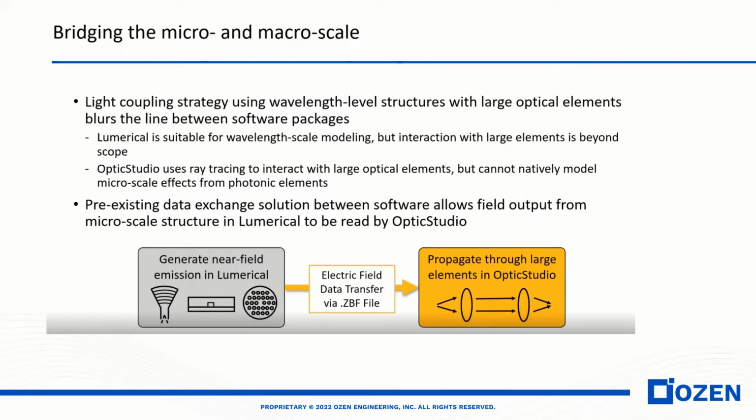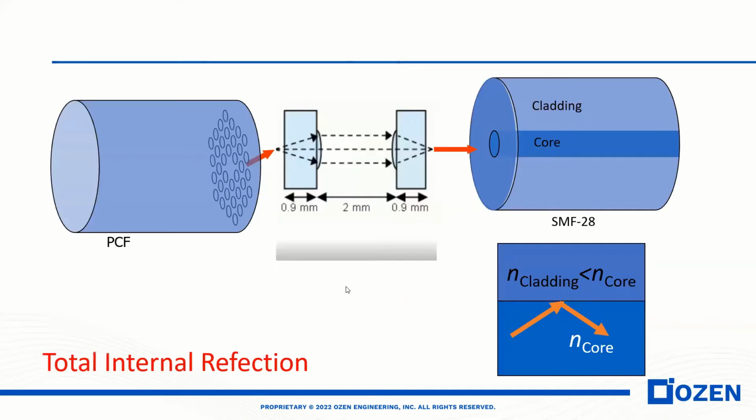In this presentation, we have two kinds of structure: a structure with wavelength-order features, like the PCF, and free space components like lenses. For simulation of components with wavelength scale, like the photonic crystal fiber, we use Lumerical and generate near field emissions. For the free space side and ray tracing, I will use OpticStudio. Next, I will discuss how data is exchanged between Lumerical and OpticStudio using the ZBF file.